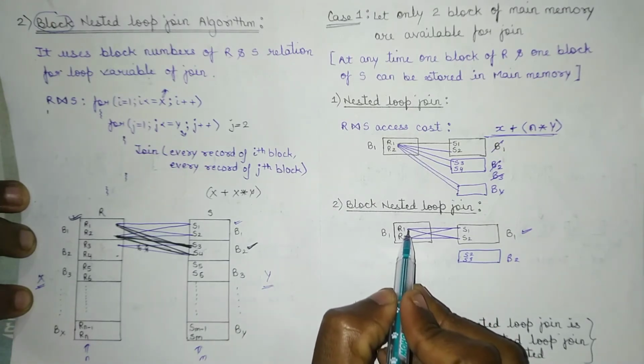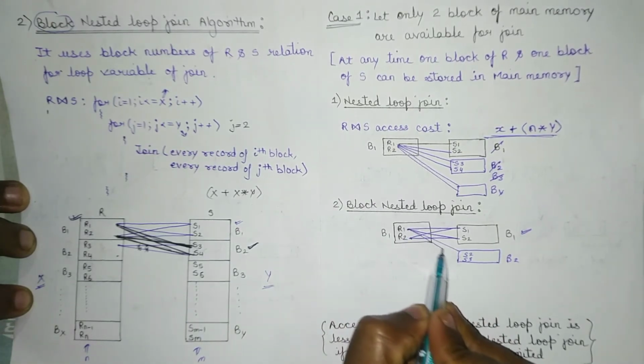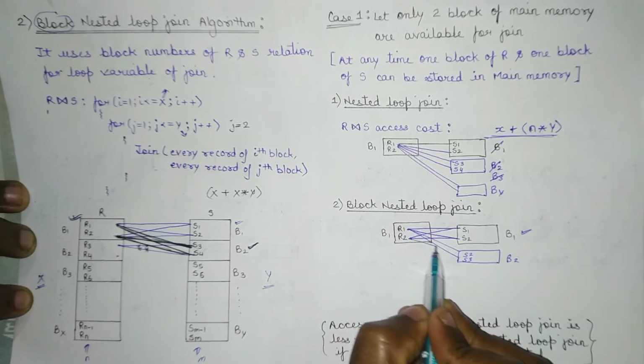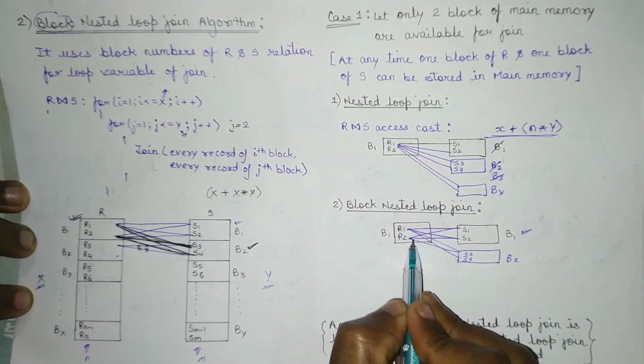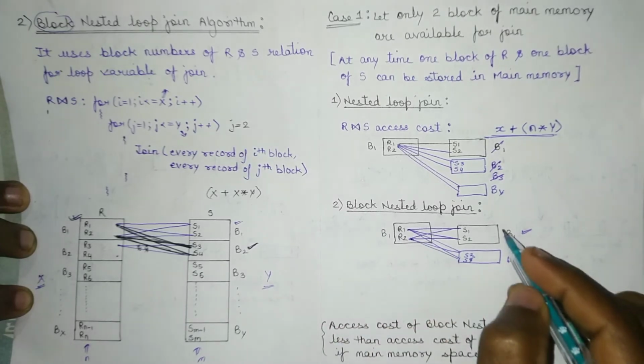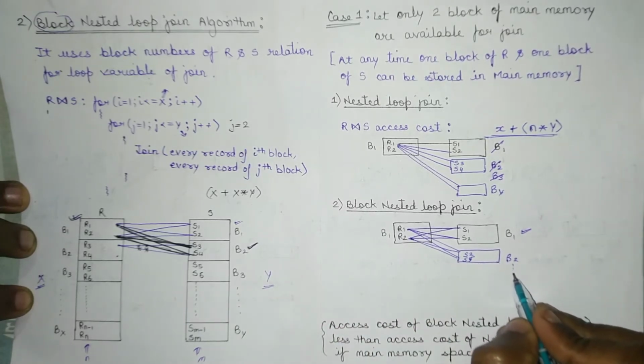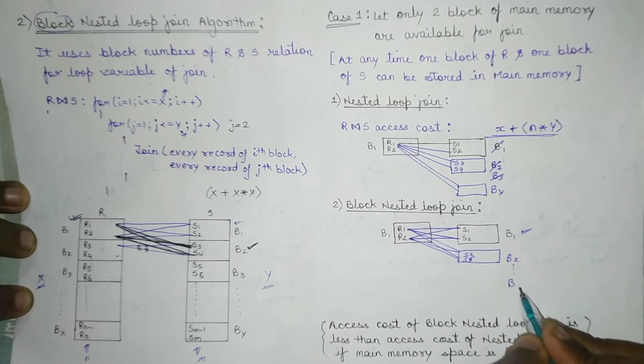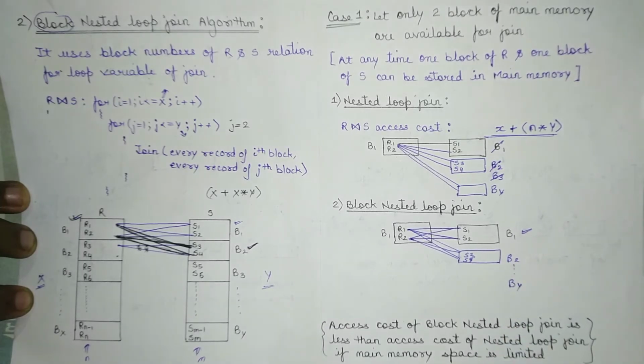And now we'll be mapping R1 with S2, R1 with S3. Similarly, R2 with S3 and S4, right? So these two blocks are done. Similarly, we have to insert the Y blocks, right?